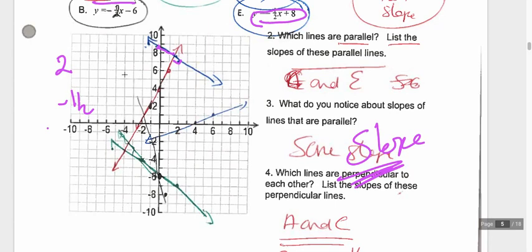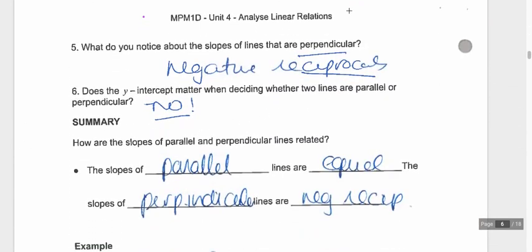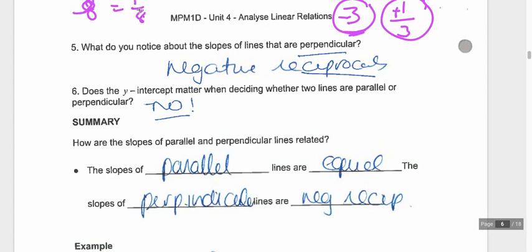And what you'll notice on perpendicular lines is that the slopes are what we call negative reciprocals. So the negative reciprocal of a number is 1 over that number with a changed sign. So the negative reciprocal of a whole number is always going to be 1 over the number. And if it's a negative, it becomes a positive. If it's a positive, it becomes a negative. So, for example, if I had negative 8, the negative reciprocal is plus 1/8.